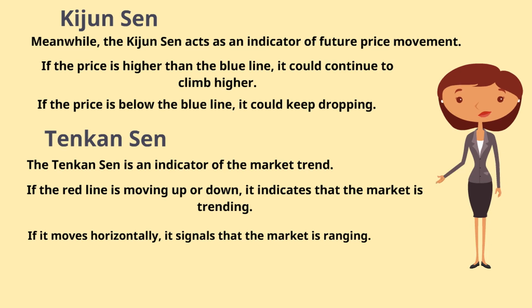Kijun Sen. Meanwhile, the Kijun Sen acts as an indicator of future price movement. If the price is higher than the blue line, it could continue to climb higher. If the price is below the blue line, it could keep dropping. Tenkan Sen. The Tenkan Sen is an indicator of the market trend. If the red line is moving up or down, it indicates that the market is trending. If it moves horizontally, it signals that the market is ranging.